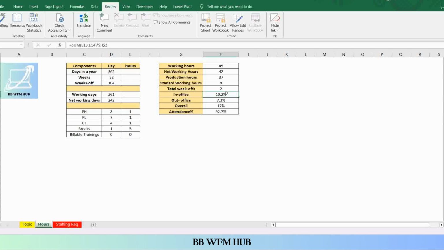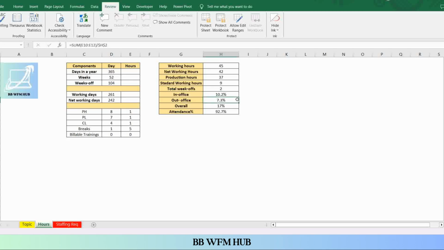In-office shrinkage means the agent is busy doing some other activity except the production. So for example, my agent has 5 hours of break in a week, and they have 45 hours of working. So I'm dividing my 5 with 45, so we got 10.2% in-office shrinkage.